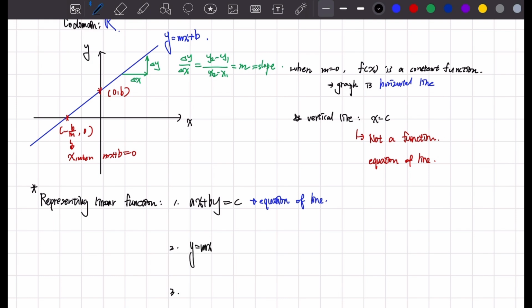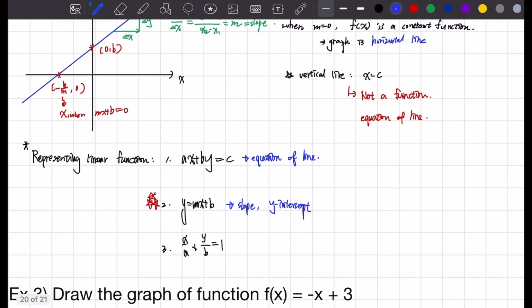And the second one is y equals mx plus b. This is what we saw above. This is the most used expression of linear functions. So when we have the slope and y-intercept, we can represent the linear function in this way. And the last one is x over a plus y over b equals 1, where a is the x-intercept and b is the y-intercept. So when we have the x- and y-intercepts, we can find the expression of the linear function.